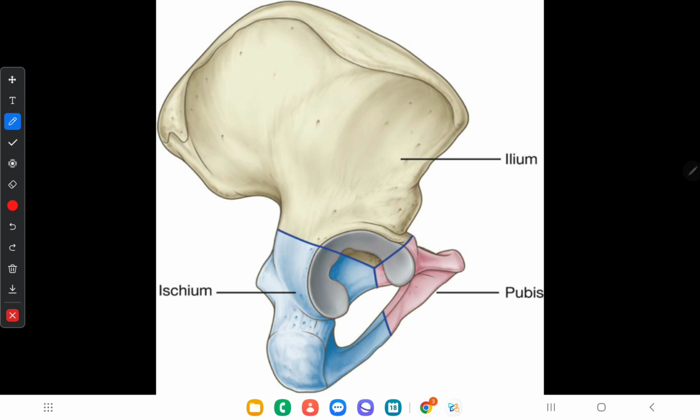Then the surfaces of the ilium. This is the posterior surface or gluteal surface of the ilium. This is anterior, this is posterior. This surface is convex anteriorly and concave posteriorly. It is divided into four spaces by three gluteal lines: inferior gluteal line, anterior gluteal line and posterior gluteal line.